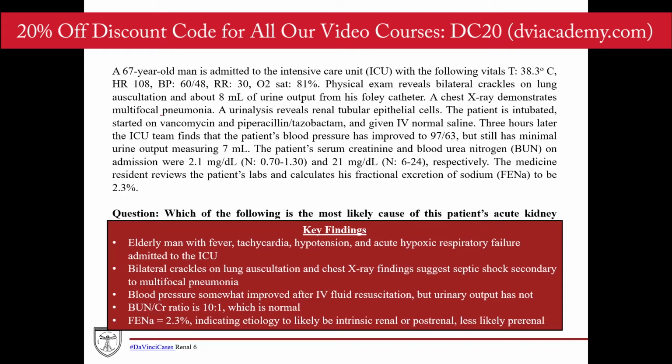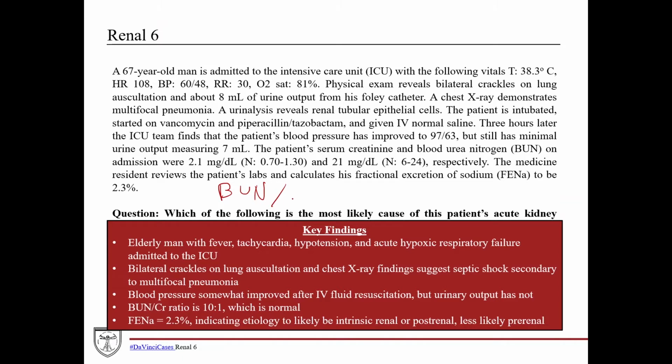And the way we got to that is, again, it's BUN divided by the creatinine. So the BUN in this case is 21. So you have 21 divided by 2.1, which is equal to 10/1. So that's how we got there.